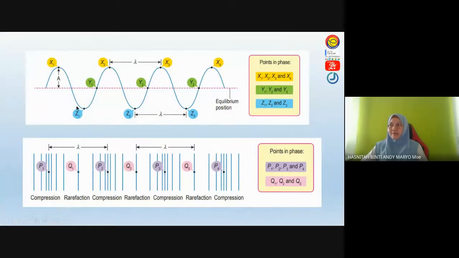Example of wave characteristics. On top we have a transverse wave. X1, X2, X3, X4 are all the crests, while Z1, Z2, and Z3 are all the troughs.